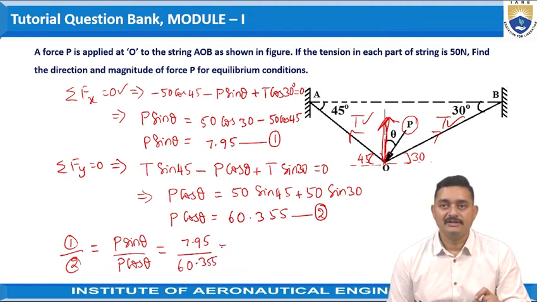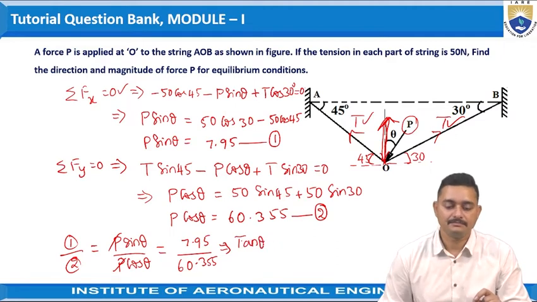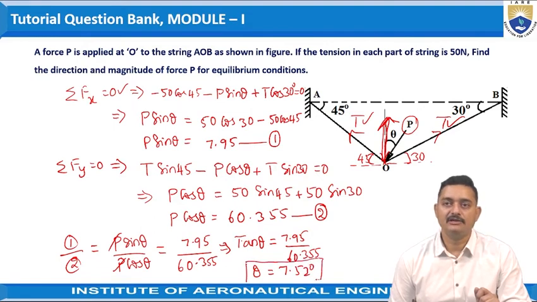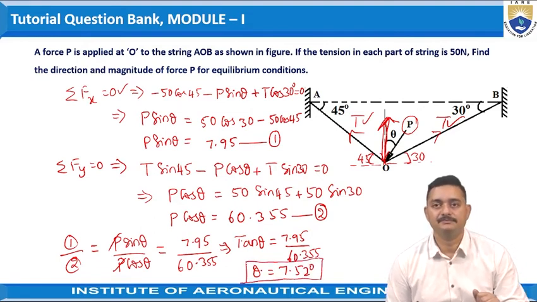If you simplify this further, you can observe that P will get cancelled and sin theta by cos theta would be tan theta. And this tan theta value is obtained as 7.95 by 60.355. Further, theta can be obtained as 7.52 degrees. So this is the theta value of the given system.